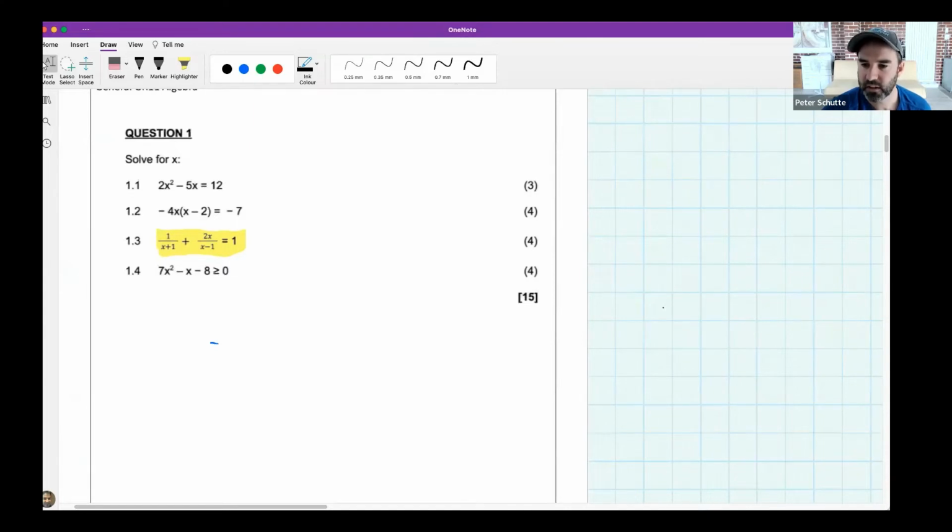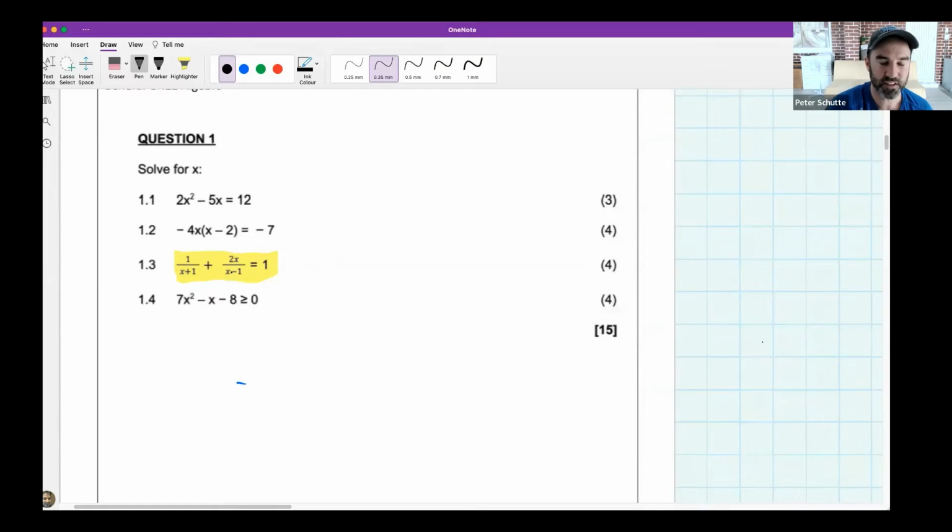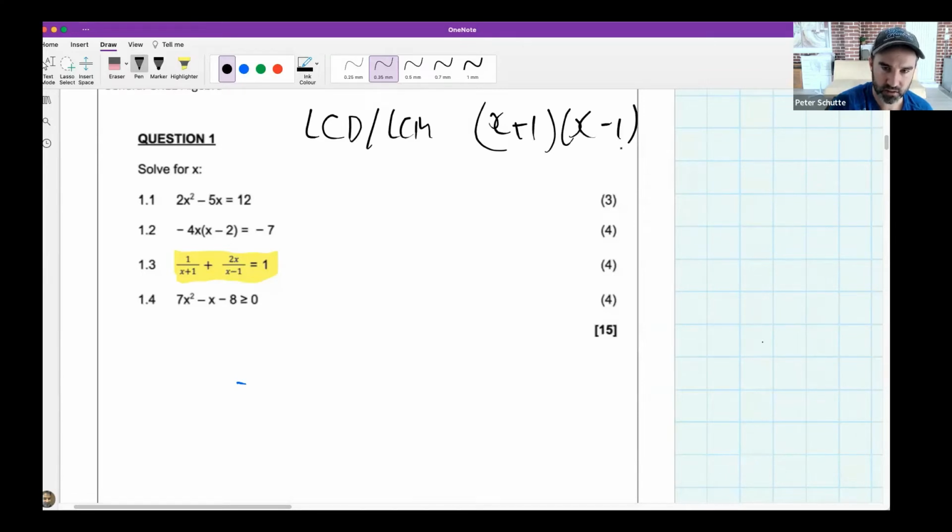Okay, so Nizole has said LCD. Would anybody like to clarify what LCD means? I would say that the big problem in 1.3 is that you have these fractions and we need a way to get rid of the fractions. And so we're going to make what's called the lowest common denominator, or sometimes it's called LCM. And for this question, that is going to be x plus 1, x minus 1. So in order to solve 1.3, we're going to try and multiply both sides by x plus 1 times x minus 1.